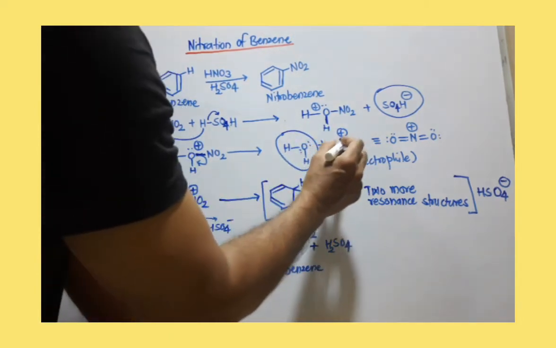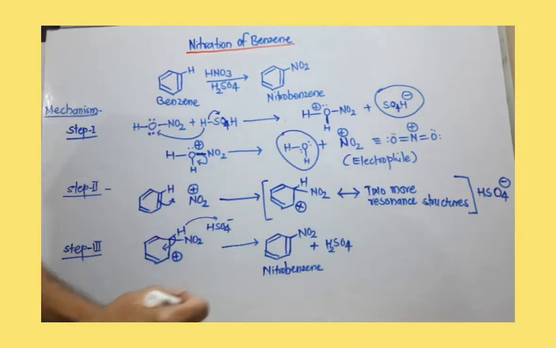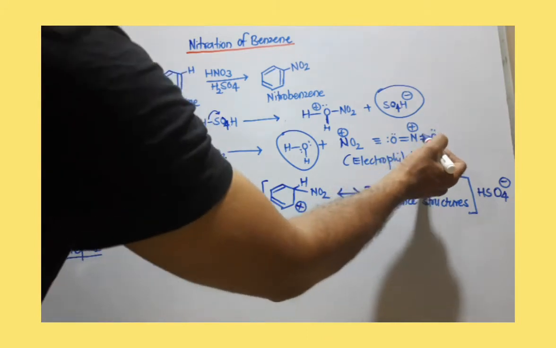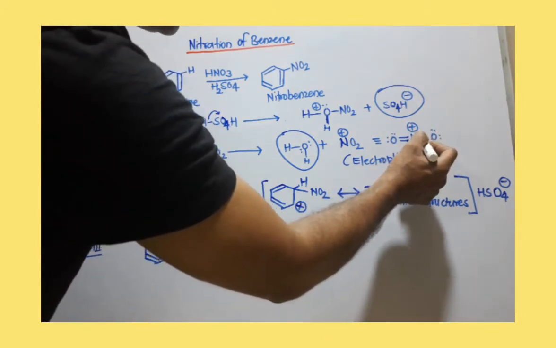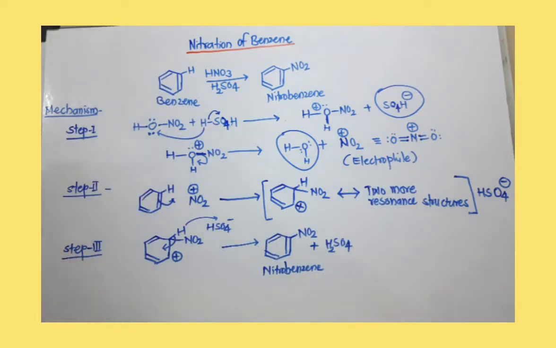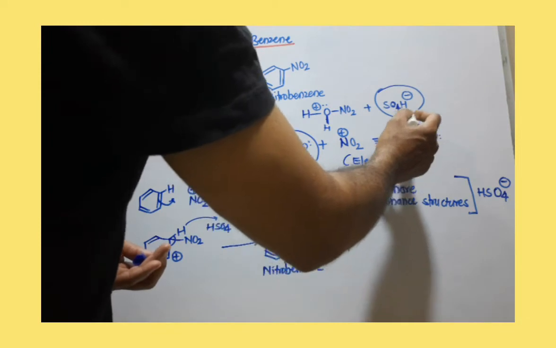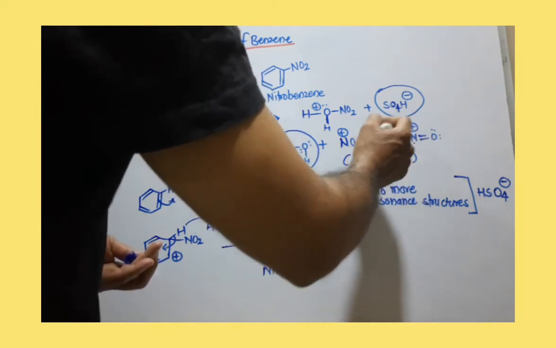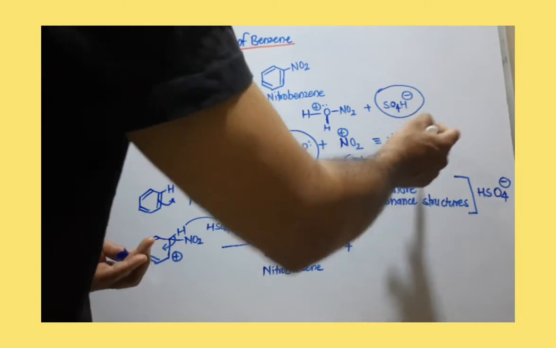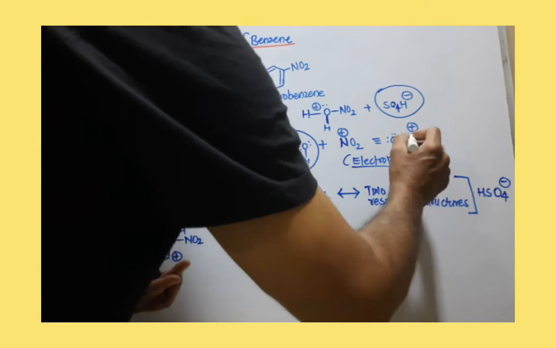To understand why that positive charge is there on this nitrogen, you have to write its Lewis structure. The Lewis structure shows clearly that on this nitrogen there are just 4 electrons, and because of this a positive formal charge is developed here on the nitrogen. So this is the Lewis structure of the nitronium ion, and this is the electrophile because this is an electron deficient species.